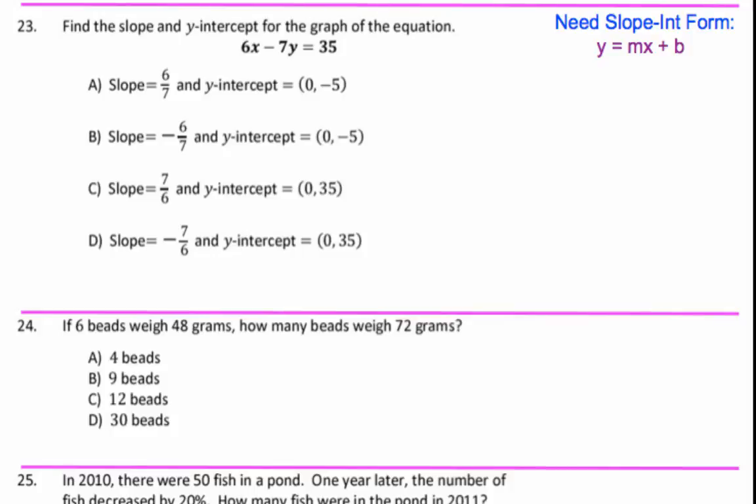Problem number 23 asks you to find the slope and the y-intercept for the given equation. Now, to provide that information, the equation has to be in the slope-intercept form. So we see it's not. We need to solve for y. So let's do that. We start with 6x minus 7y equals 35. We want to isolate the y, so we'll remove the x term.